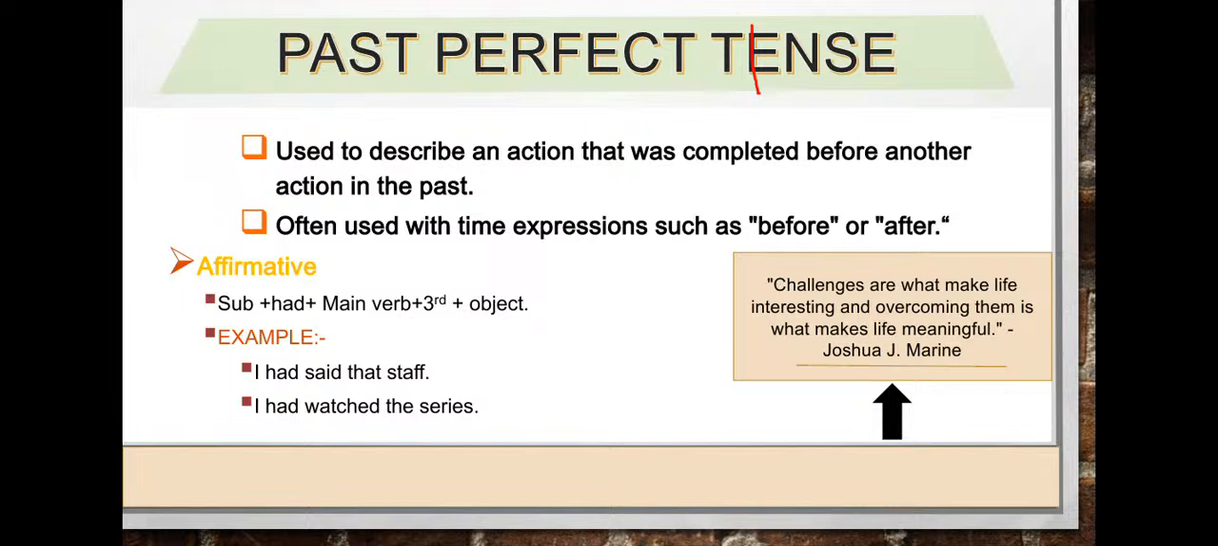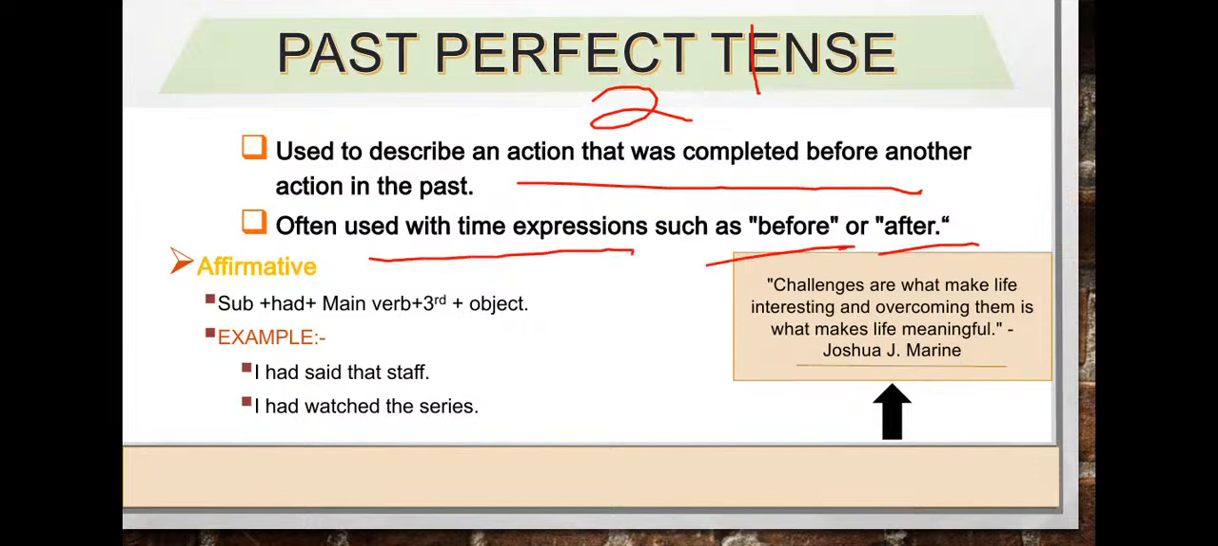Just forget about it. Now we have the uses of past perfect: to describe an action that was completed before another action in the past. So we should have at least two actions right here in this one. Like an action has been completed before any other action in the past, and often used with time expressions such as before, after. So before and after are adverbs of time.